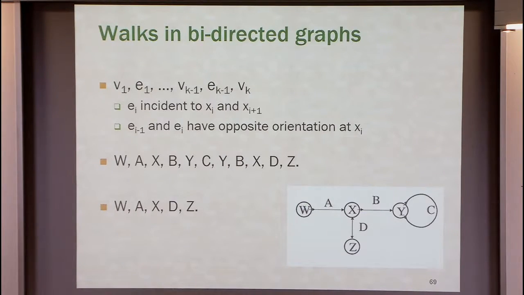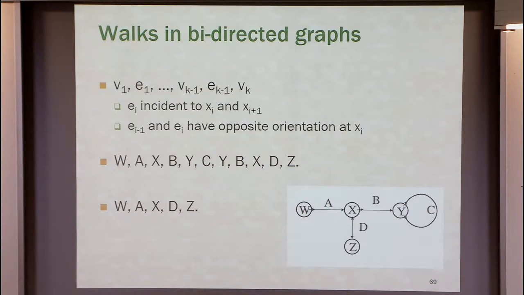So just before I go on to the De Bruijn graphs and how we use them, a walk is not the same as a path in a directed graph. A walk has to follow these rules. It is still a series of vertices interleaved by edges, where e_i is incident to x_i and x_(i+1), but the edge has to follow the rule that e_(i-1) and e_i have opposite orientation at x_i.